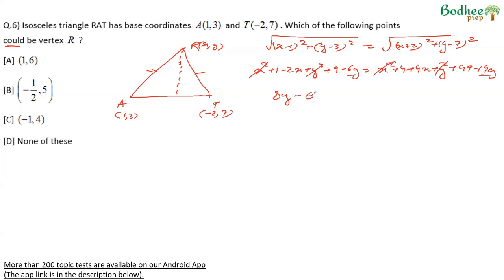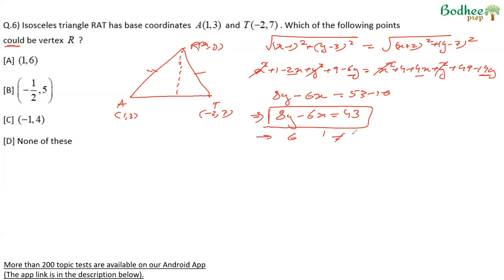4x comes here, so minus 2 minus 4 is minus 6x. These two terms are done. 49 plus 4 is 53. 9 plus 1 is 10, so 53 minus 10 gives us 8y minus 6x is equal to 43. The coordinates of x and y should satisfy this equation. If you put the options, y is 6, x is 1, the first option, 8 6s are 48, minus 6 is not 43. Second, y is 5, 8 into 5 minus 6 into minus 1 by 2. This is 40 plus 3. This gives us 43. Therefore, B is a possibility.